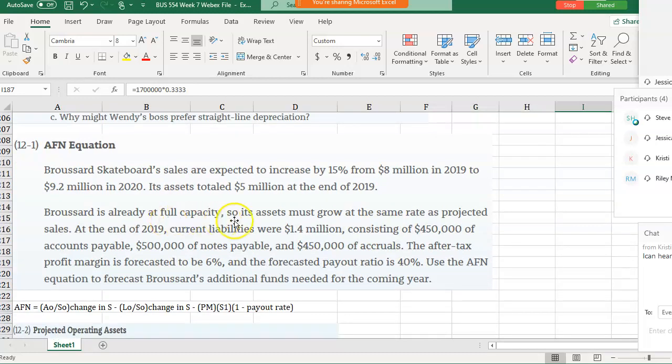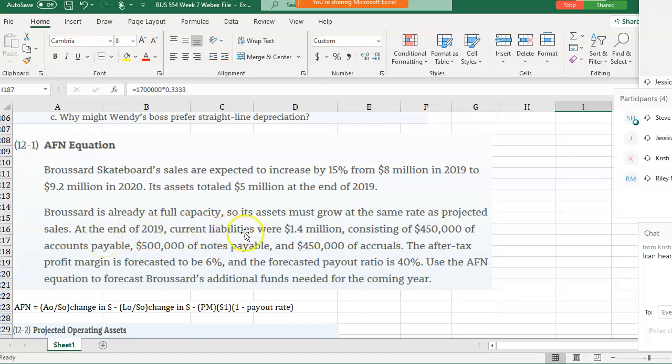They're already at full capacity, and that's a huge thing to see when you get questions that deal with the AFN, called additional funds needed. So I want you to really pay attention to the questions in MindTap. Does the question say we're at full capacity, or does it say we're at 80% or 90% or whatever the number might be? Because that changes the answer. But in this one, we are at full capacity. Assets must grow at the same rate as projected sales.